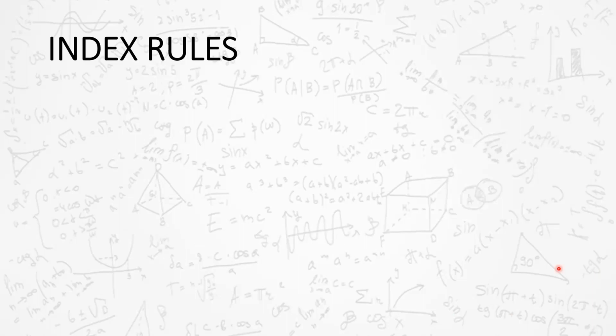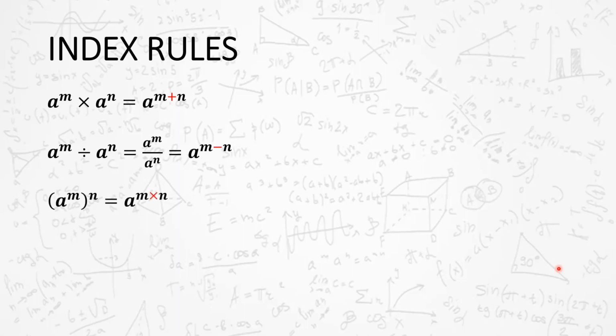Index rules, let's have a recap first. A to the power m times a to the power n equals a to the power m plus n. A to the power m divided by a to the power n equals a to the power m minus n. A to the power m to the power n equals a to the power m times n. Then we have a to the power 0 equals 1. So any number to the power 0 equals 1.